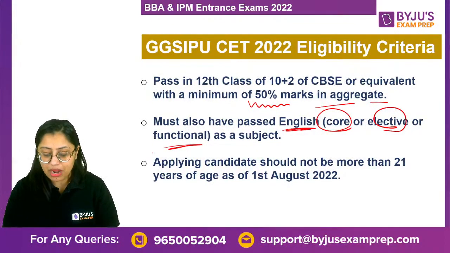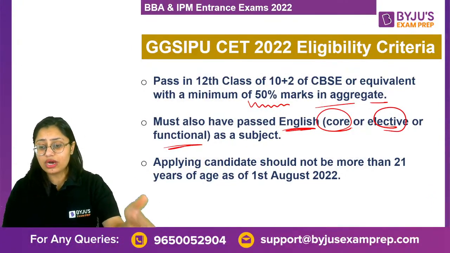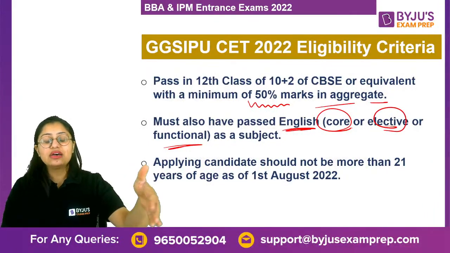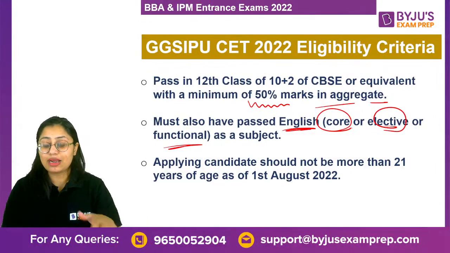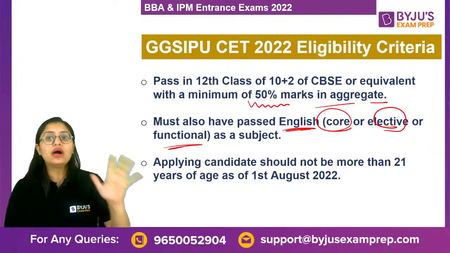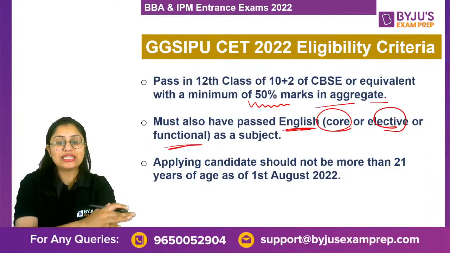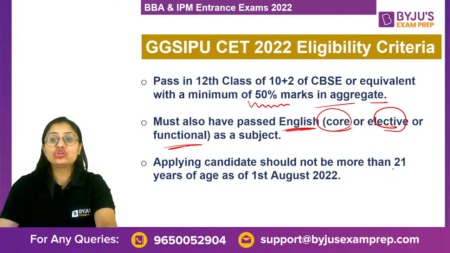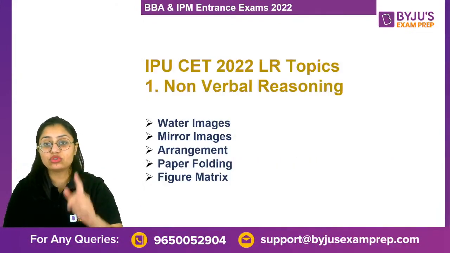So that is something they demand out of you, and that is a very justified demand, because the course that you are going to appear for the entrance test for, you need to study that particular thing in English. अगर आपको English में पूरा कोर्स करना है तो आपका English जो है core, elective और functional subject होना चाहिए. So that is the basic eligibility criteria, and you should not be more than 21 years of age as of 1st of August 2022. So there is an upper age limit, so you might want to check that out.